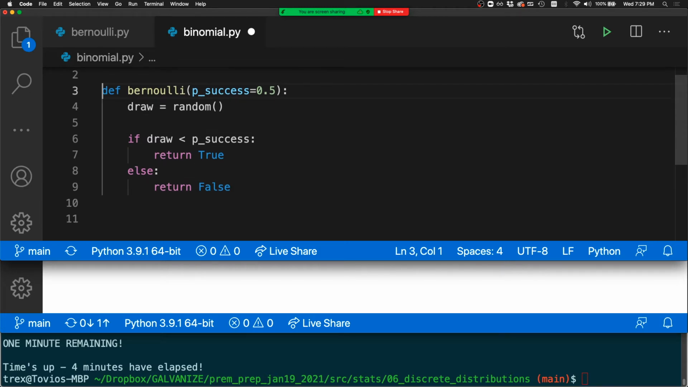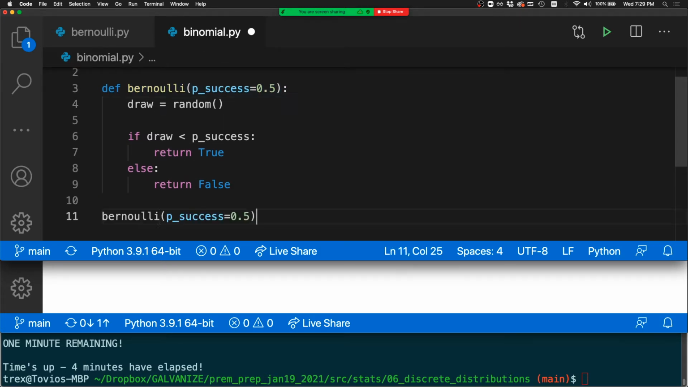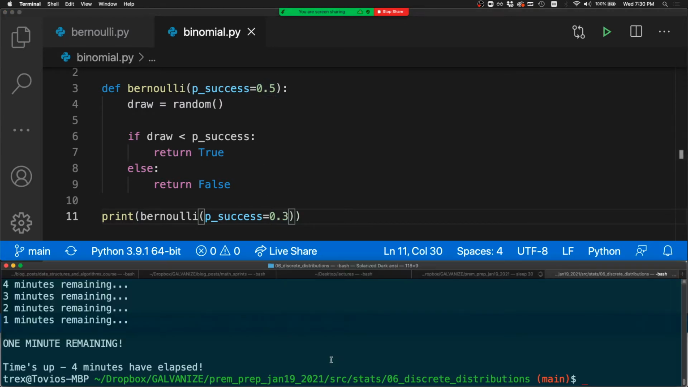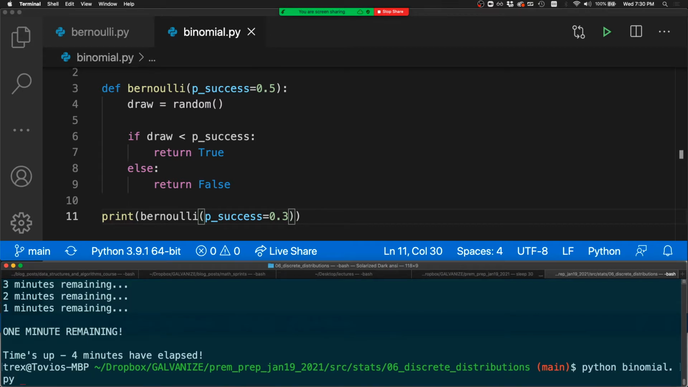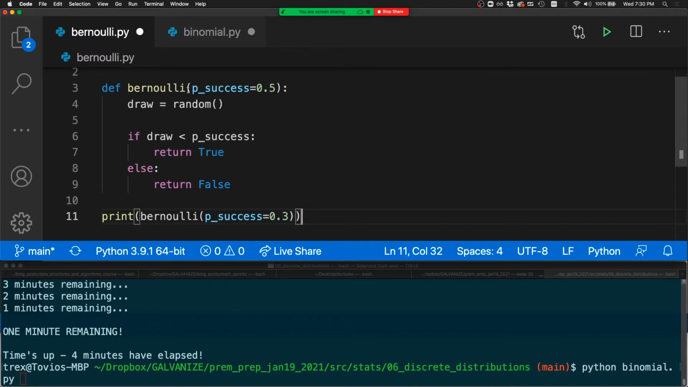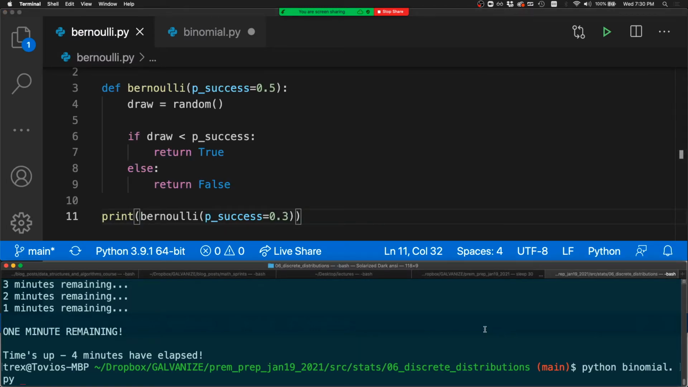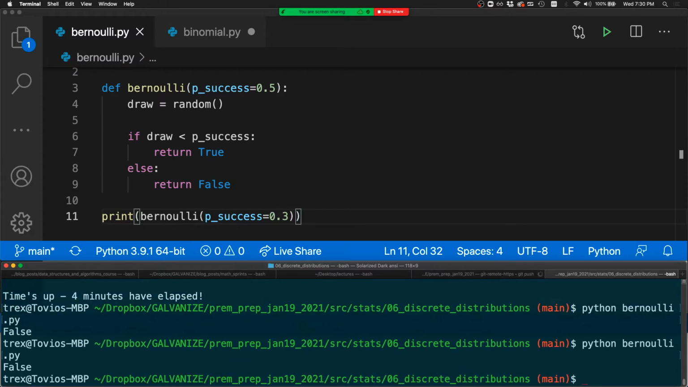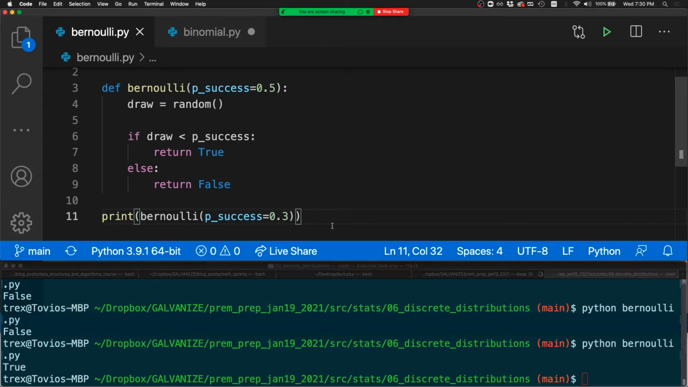So let's see what that looks like. Let's talk about a probability of success of 0.3. Oh, you know what? I actually meant to put this in here. Okay. Let's run Bernoulli instead. So false, false, false, false, true. You know, we can keep doing this all day. So let's verify this is working as we'd expect.